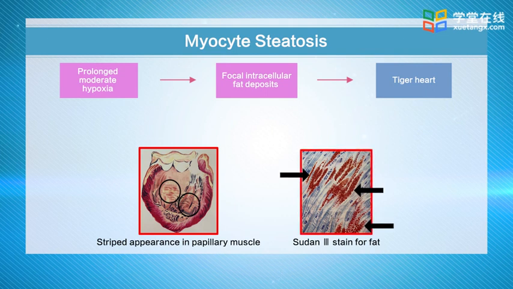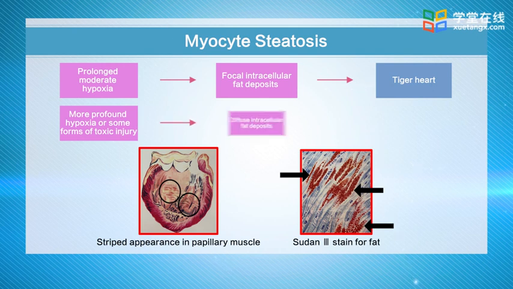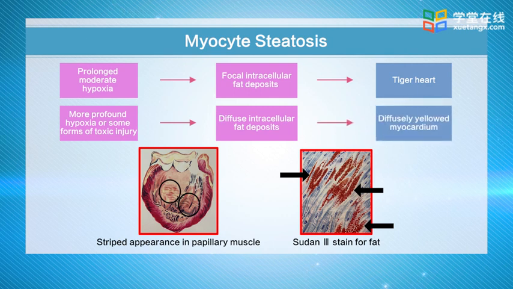If fatty change of heart is produced by more severe hypoxia or by some forms of toxins, we will find more uniformly affected myocytes with diffuse intracellular fat deposits among the yellow myocardium, usually in left and right ventricles.